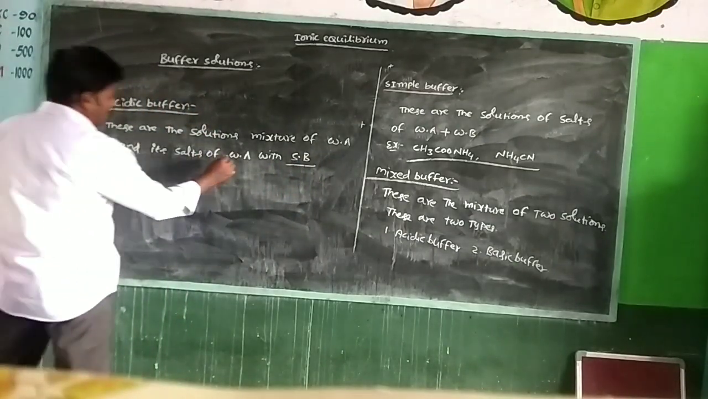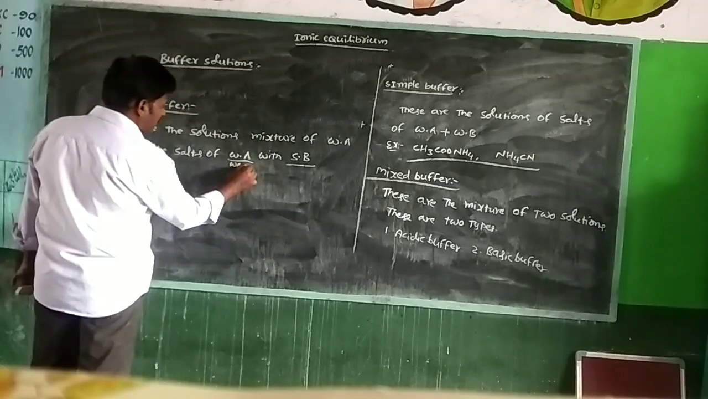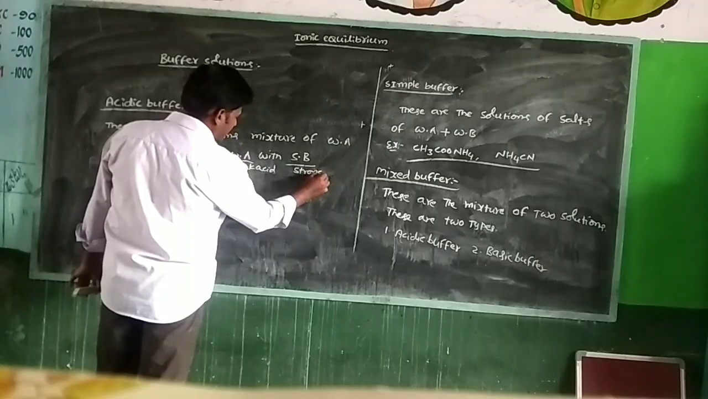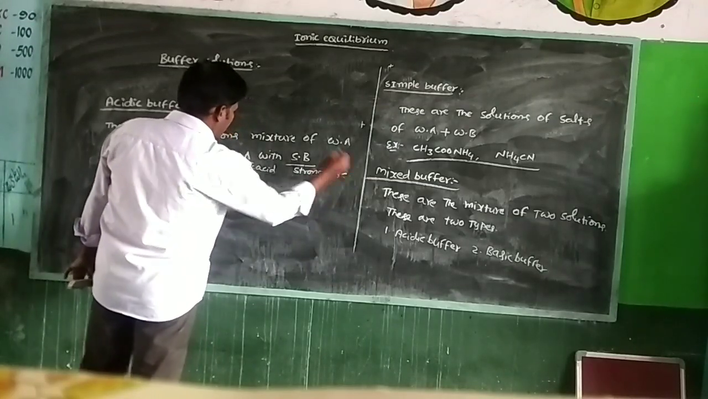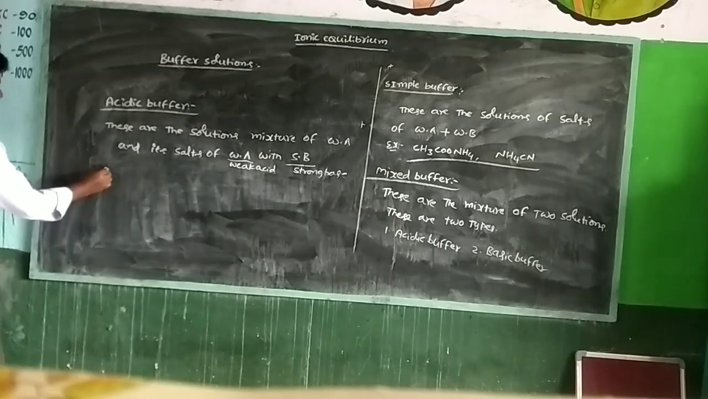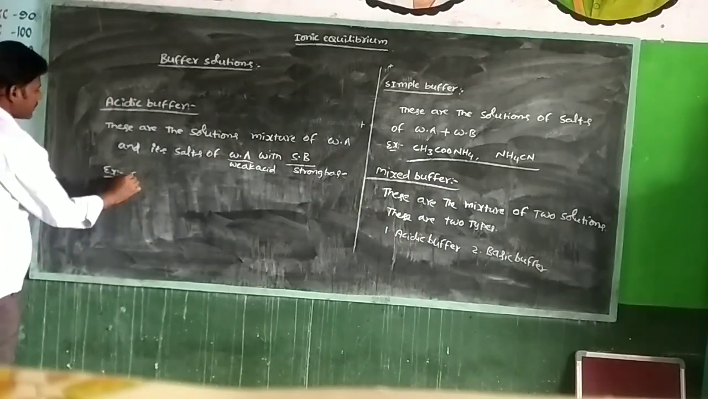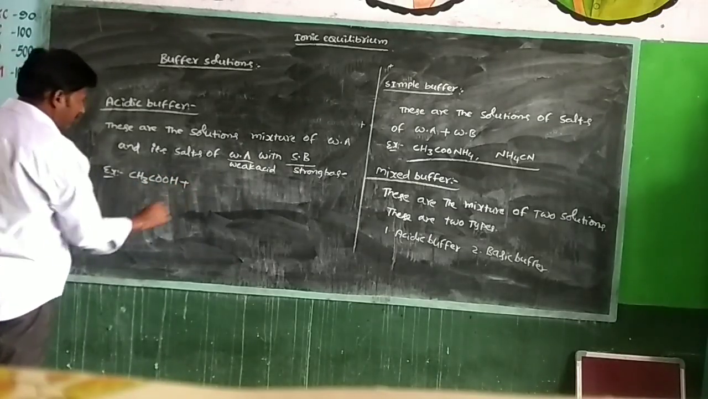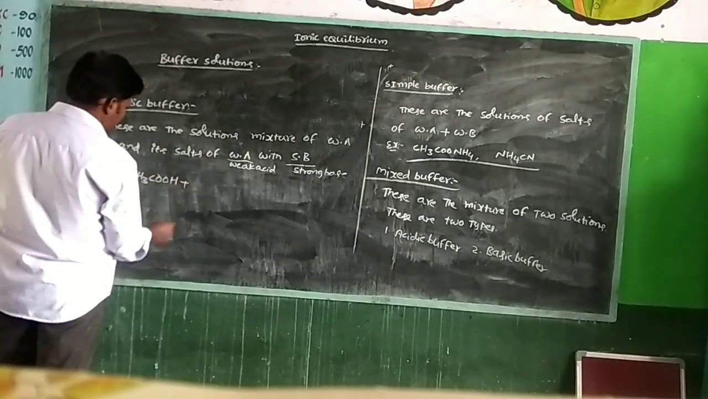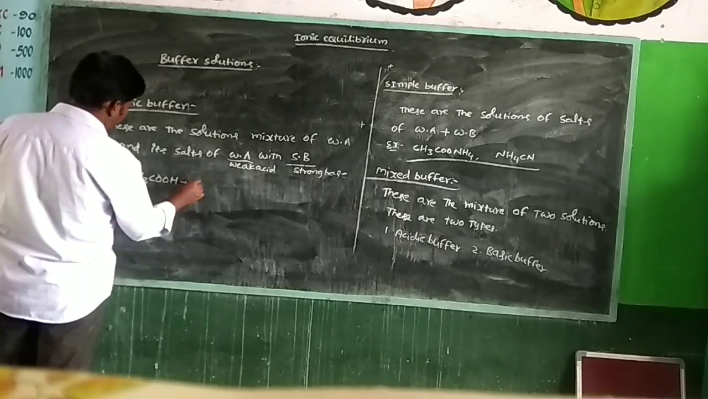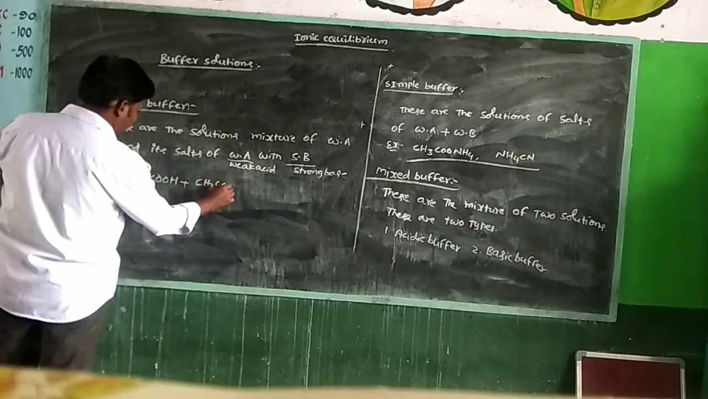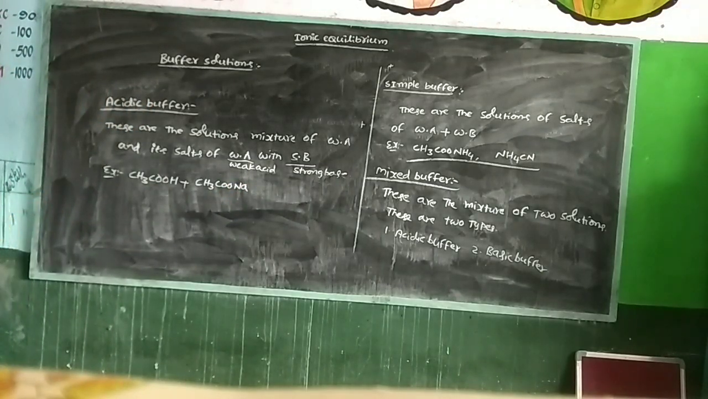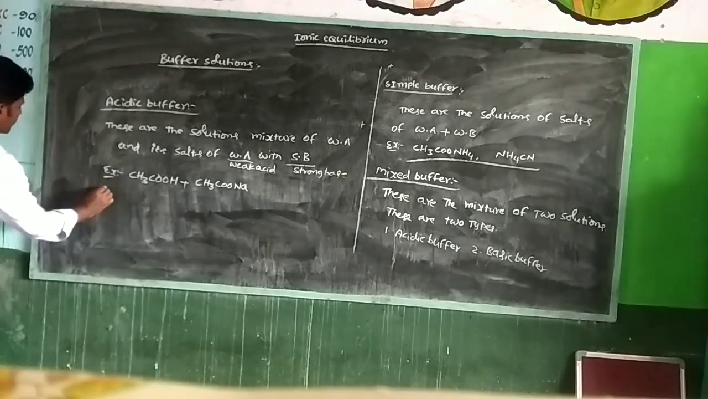For example, WA means weak acid, SB means strong base. For example, CH3COOH is the weak acid, and its salt of weak acid with a strong base is CH3COONa. This is the acidic buffer. Next we go for basic buffer.